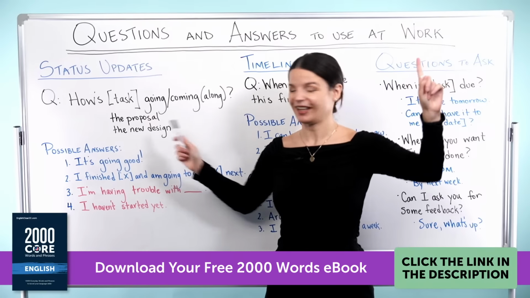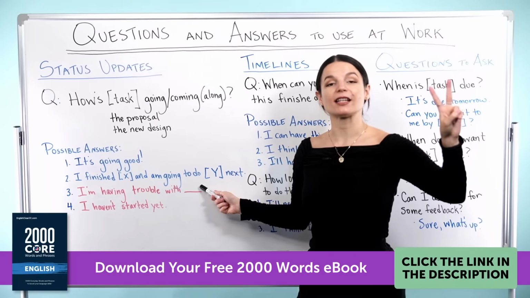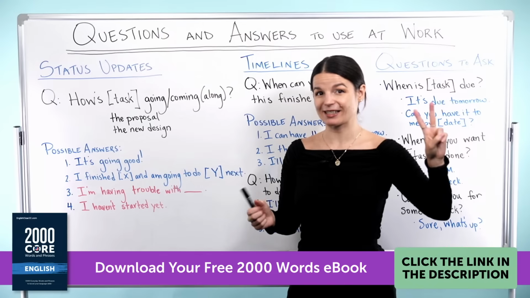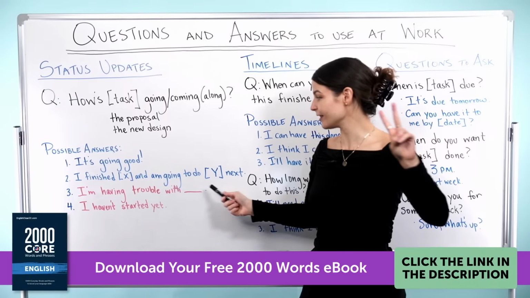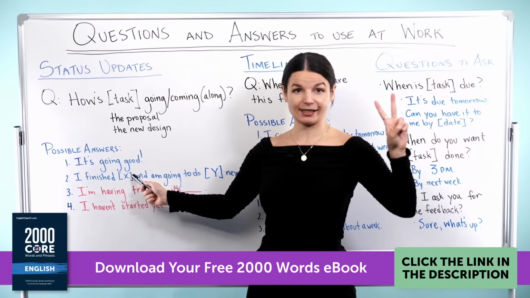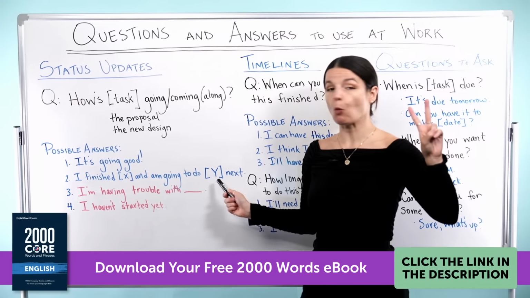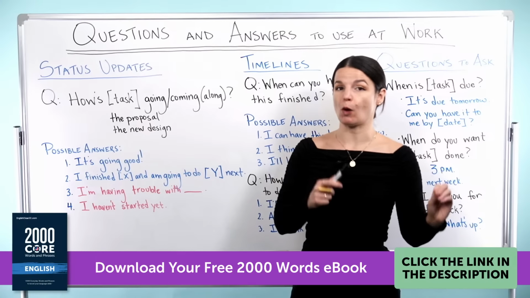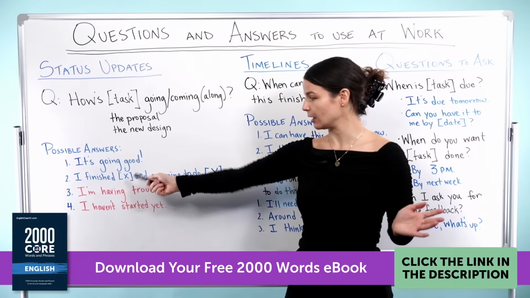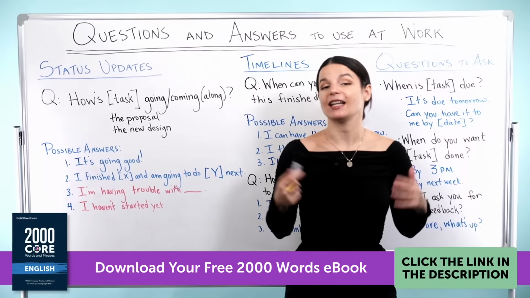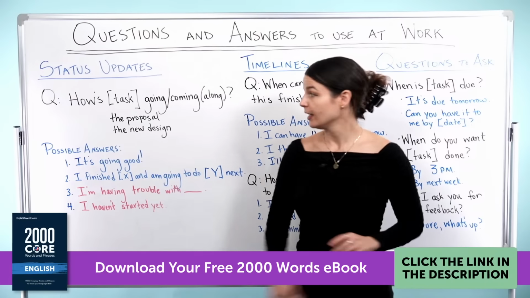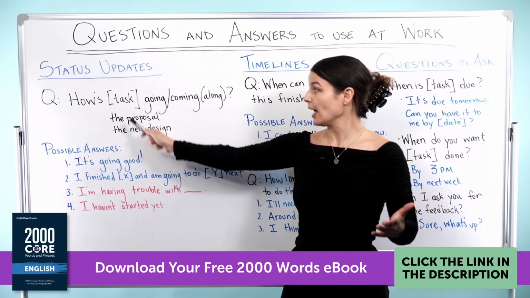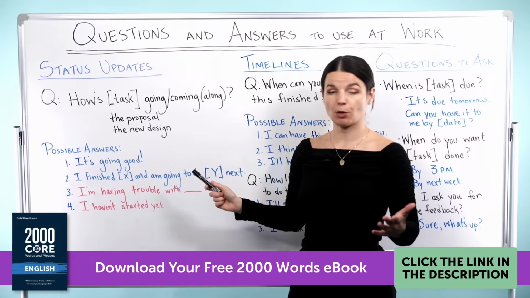Number 2, if you want to give some extra information about the different tasks inside your work, use this. I finished X and am going to do Y next. What does X mean and what does Y mean here? Let's take an example situation, okay? So let's say the task is a proposal, all right? How's the proposal going? Or how's the proposal coming?